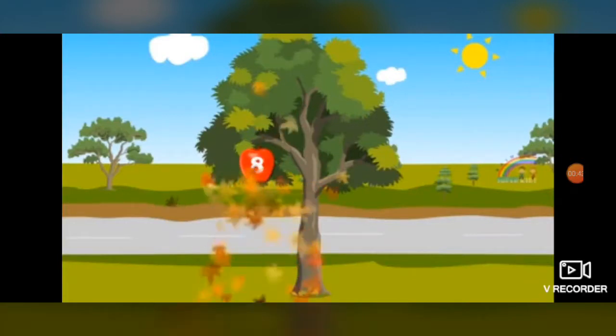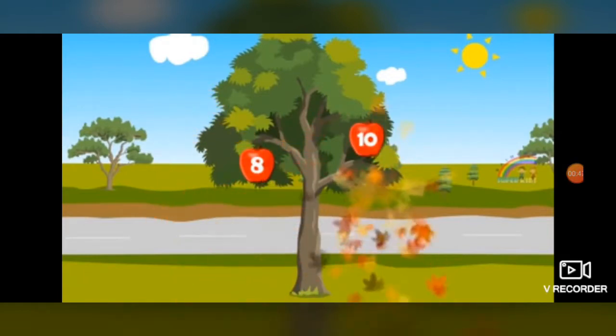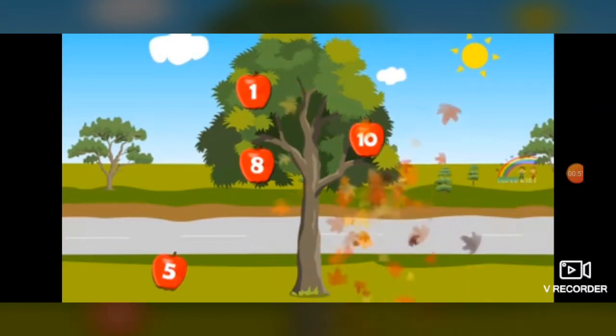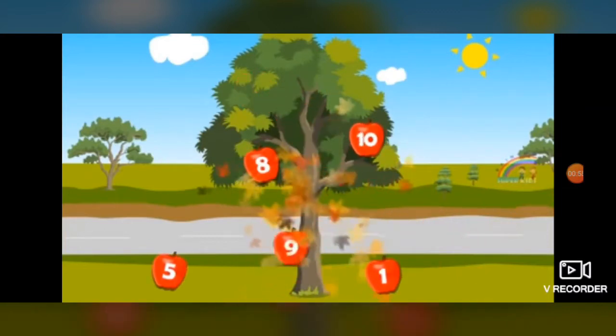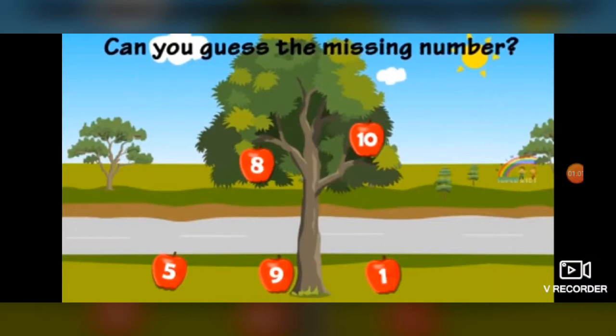Now see here, apples on which numbers are written. Number 8. Another apple on number 10. Now 1, 5, it's downward. And number 9, it is also downward. Now tell me what is missing between number 8 and 10. Can you guess the missing number, children?